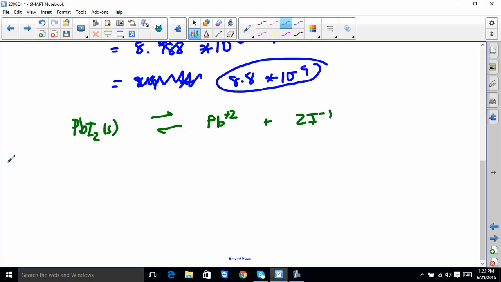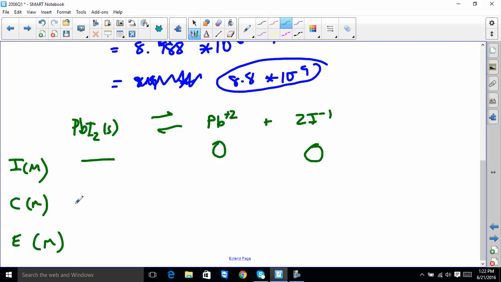And so then we would go I for initial, C for change, E for equilibrium, and then M, and M, and M. Because solids don't enter in, this is 0 and this is 0, and then we'd go negative S, S for solubility, even though this doesn't participate. Some of this dissolves, so this is going to go down, even though we're not going to use it in a calculation. This is going to go up S because this is a 1-to-1 mole ratio.